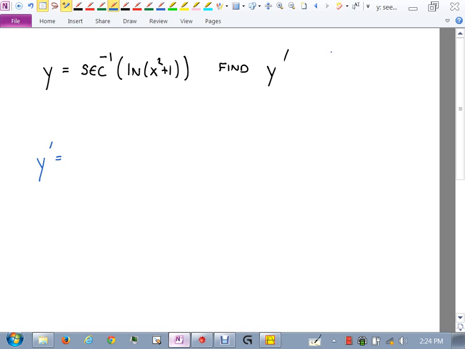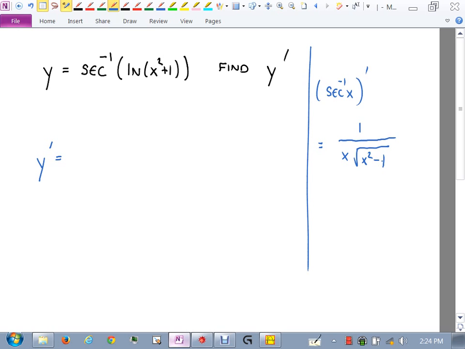So I'll put over here on the side what the derivative of secant inverse of x is according to your formula sheet. It should be 1 over x times the square root of x squared minus 1. Okay? That is the derivative of secant inverse x. I would not expect you on a test to derive that formula. I would expect you to know where to find it on your sheet. So here's the formula.